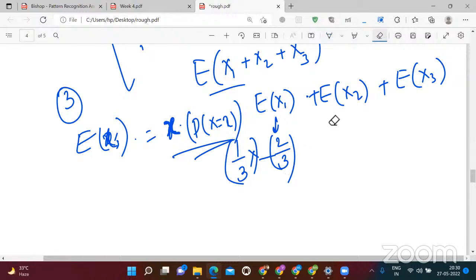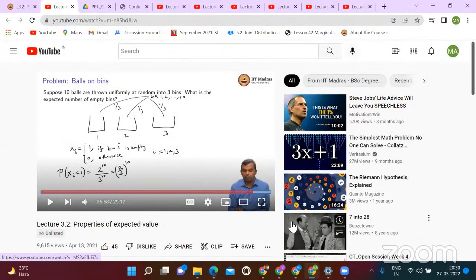Did I make any mistake? 1/3 is fine. How did he solve that? I'll just go through that. So he went through the same approach: if the first bin is empty, he has represented this with an indicator random variable, where whenever x1 equals 1, that bin is empty. And then the probability that x1 is empty.